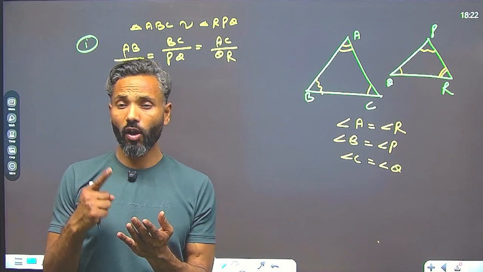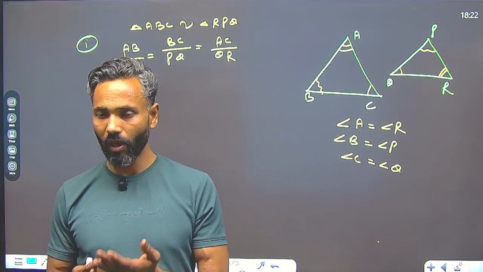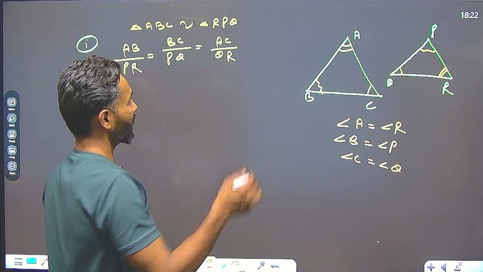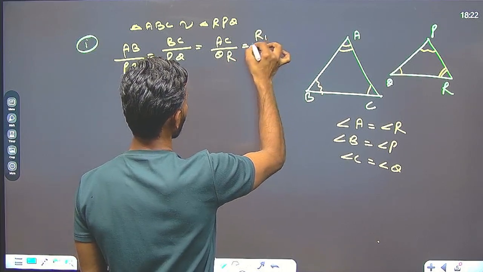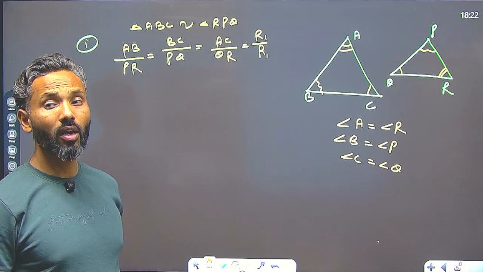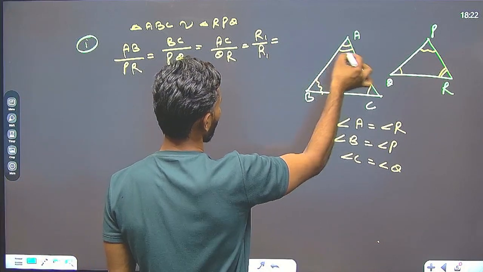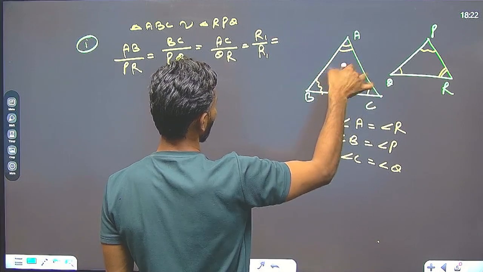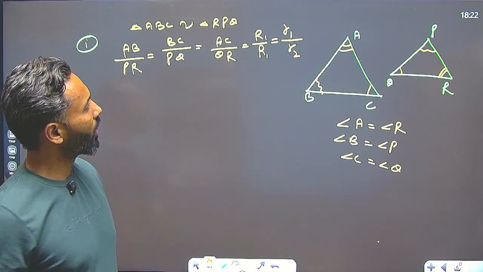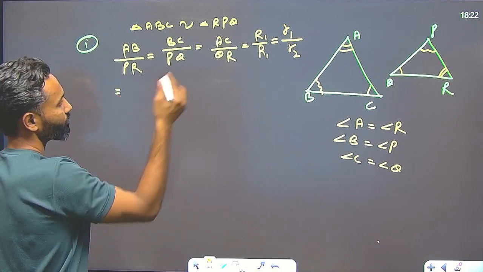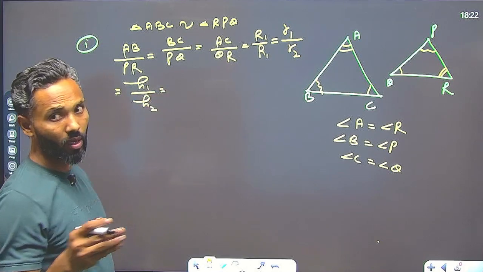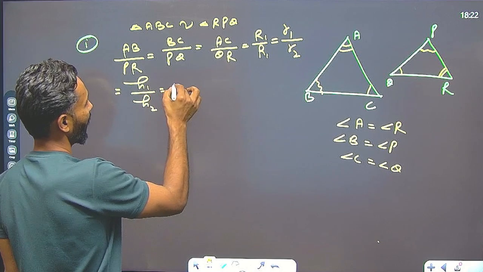Always remember, the ratio of the corresponding sides of the similar triangles will be equal, and this ratio will be equal to the ratio of their circumradii. You know what circumradii are? And this ratio will be equal to their inradii. Suppose the inradius of the first circle is R1, and the inradius of the second circle is R2. So these two things are going to be equal, and this ratio will be equal to their corresponding altitudes h1 upon h2. This ratio will be equal to their corresponding medians m1 upon m2.